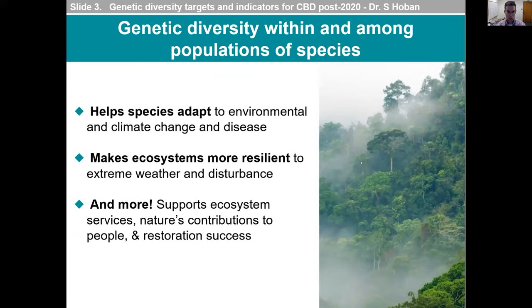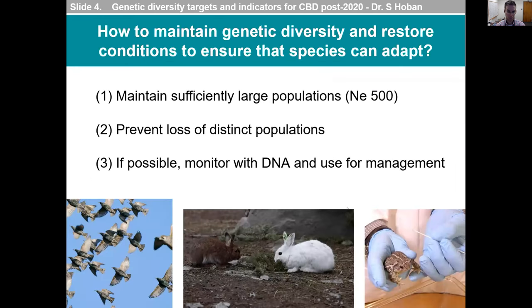As Dr. Leiker just explained, genetic diversity within and among populations of species is vital for survival. It helps species adapt to environmental and climate change and to pests and diseases, especially in a time of changing environments and climate. It makes ecosystems more resilient to extreme weather and disturbances, and it supports ecosystem services, nature's contributions to people, and the success of habitat restoration, all of which depend ultimately on genetic diversity.